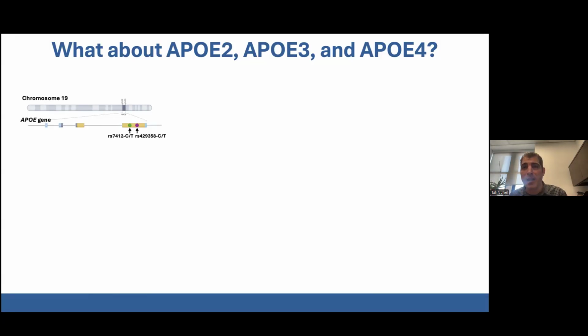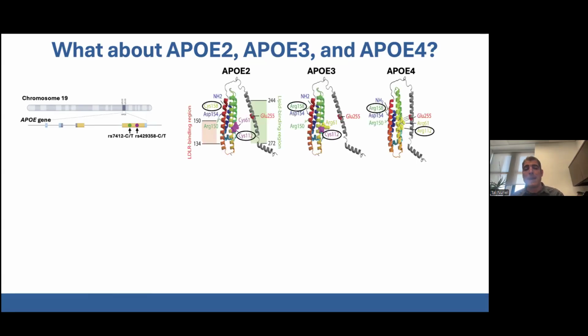Sometimes it has a small effect on the protein function. In the case of ApoE, it tends to have some big effects. So basically, you've got these two mutations. There are lots of potential mutations in ApoE, but two that are the most important.